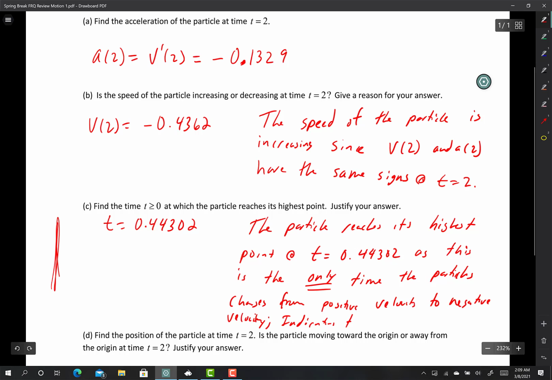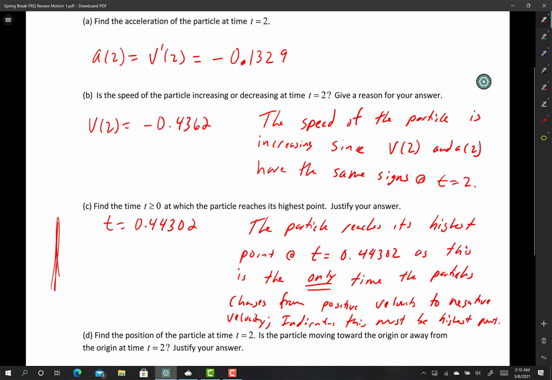Indicating this must be highest point. Think about it, guys. If the velocity is positive, you're moving up. If the velocity is negative, you're moving down. So if this is the only time the velocity changes from positive to negative, then that is the time where it's going to be the highest.